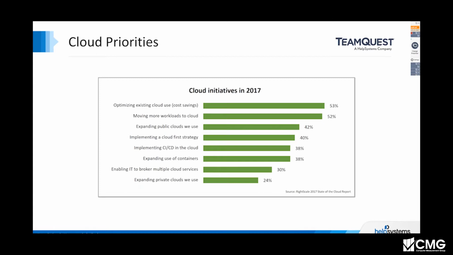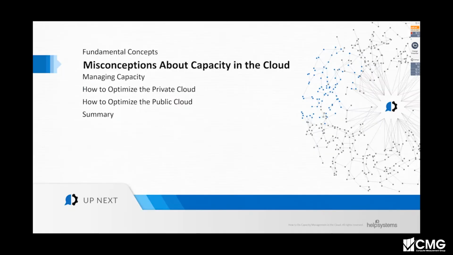So in connection to that, some of the misconceptions about capacity in the cloud. Some of these are based on an immature view of what the cloud can actually offer you, and some of them are based on other kinds of misconceptions. But we'll go through a couple of those and discuss why they happened and why they're not really true. The first one is this: capacity is cheap in the cloud.